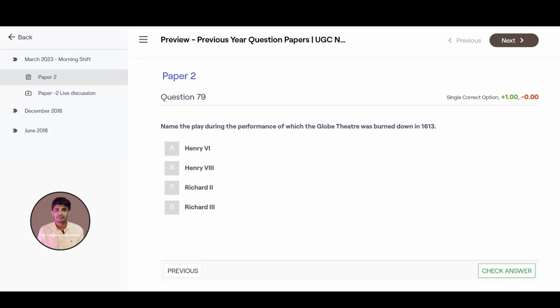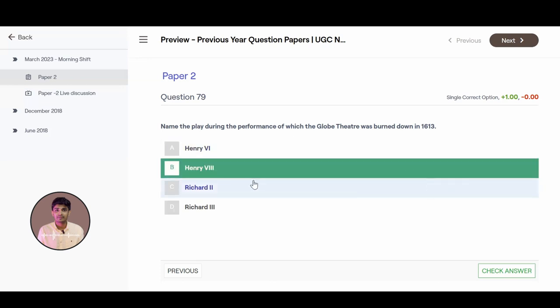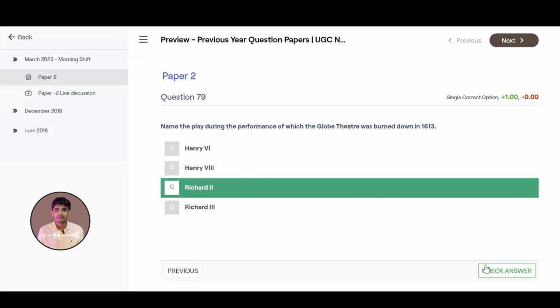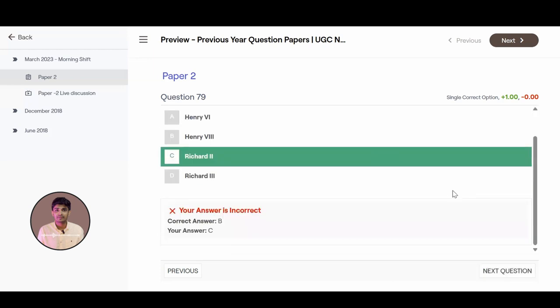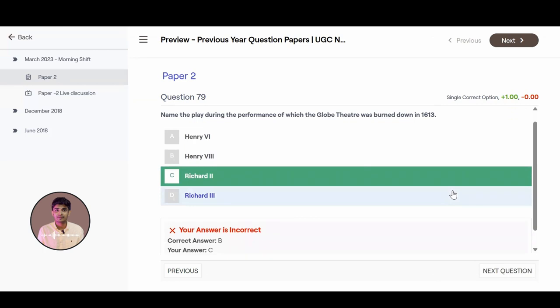Ashok, Dishani, Harida, Musina, anybody? Let's go with... Dishani said C, but C is not the answer. It is B, Henry VIII. It was during the performance of Henry VIII that the Globe Theatre was burned out.